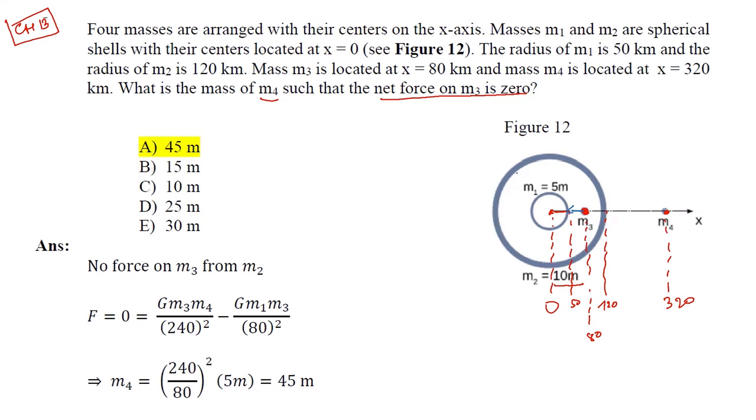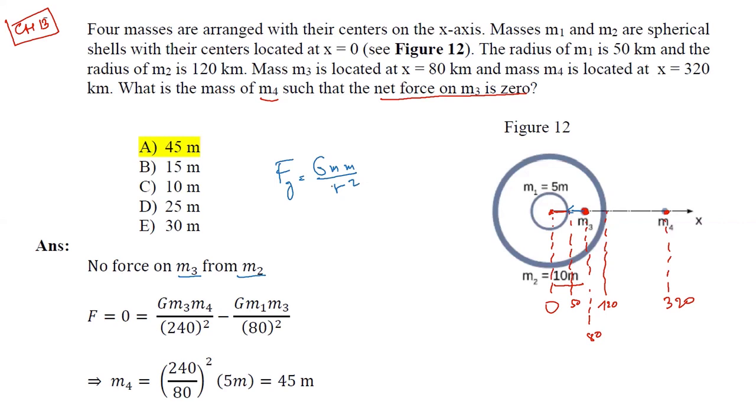So this M2 does not apply a force on a particle which is within it. So there is no force on M3 from M2. I only have 2 forces: the force from this small shell and the force from M4. And you know the gravitational force is G m m divided by the distance squared.